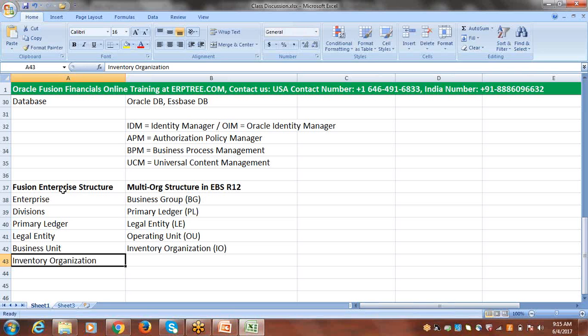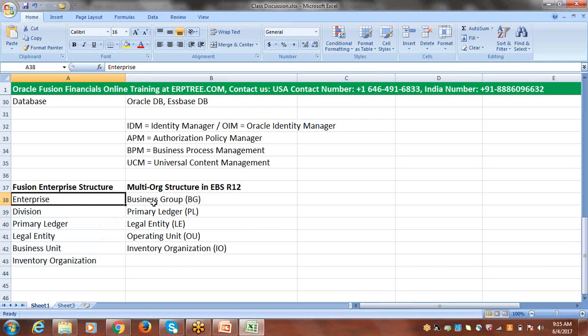In Fusion this is how the enterprise structure is designed. On the top level we see enterprise, under enterprise divisions, under divisions primary ledger, under primary ledger legal entity, under legal entity business unit, under business unit inventory organizations. Depending on the requirement we can have one or multiple. That's purely how the client is running the business, how they are maintaining the data and data security, transaction controls, countries and many things will be part of taking the decision of how many of these units we require for the specific client.